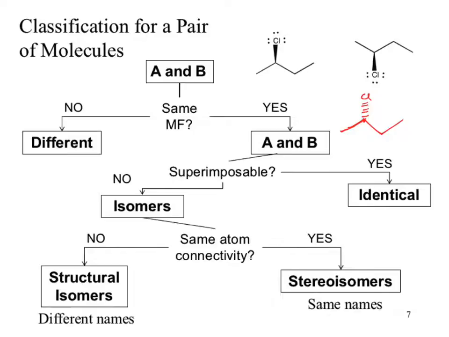Okay? So our flow chart, if we went through our old flow chart, we'd start with A and B. Do they have the same molecular formula? Yes. Are they superimposable? No. Right? Do they have the same atom connectivity? Yes. This would slide them into the stereoisomers aspect. One of the things that we had discussed was that if we're looking at structural isomers, we would give them different names. Right? In stereoisomers, they end up with the same name. So that can be a bit of a problem.